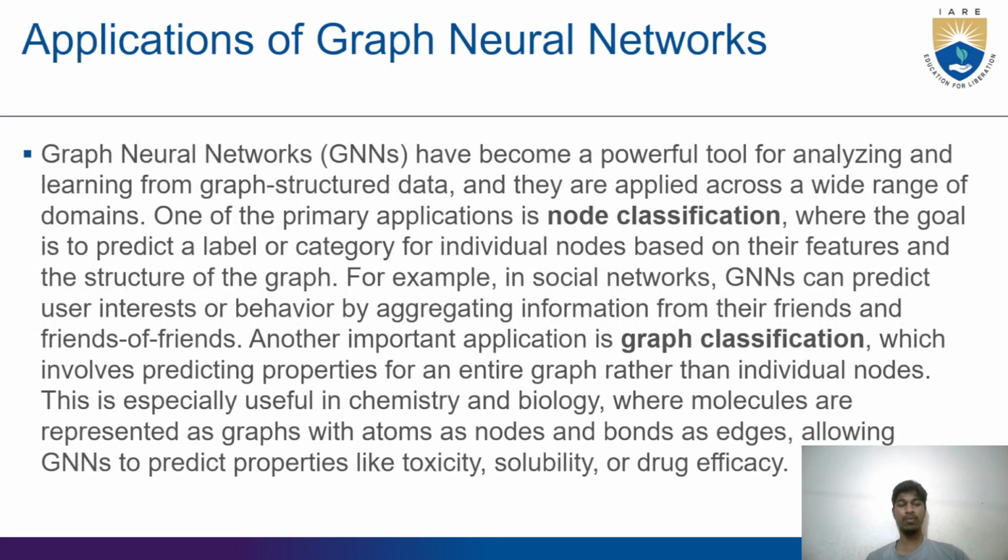Applications of graph neural networks. Graph neural networks have become a powerful tool for analyzing and learning from graph-structured data. One of the primary applications is node classification, where the goal is to predict a label or category for individual nodes based on their features and the structure of the graph. For example, in social networks, GNNs can predict user interests or behavior by aggregating information from their friends and friends of friends.